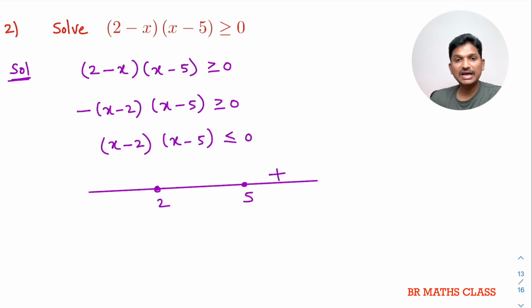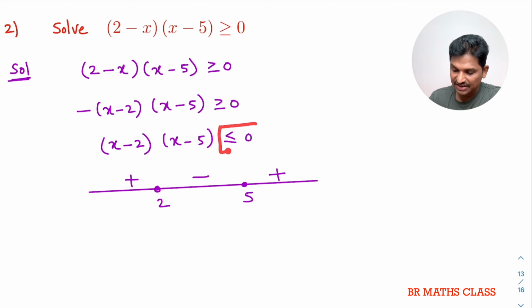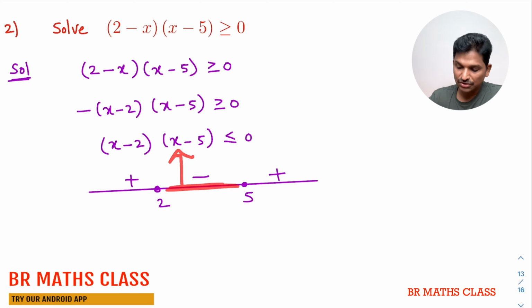The wavy curve method says that in the rightmost corner you keep plus and then alternate the symbols. Now we are solving this inequality. Here what sign is there? Less than 0. Less than 0 means we need to look for the negative sign. That means where is the negative sign? Here is the negative sign. So when you take any x value in this interval, 100% this inequality holds good.